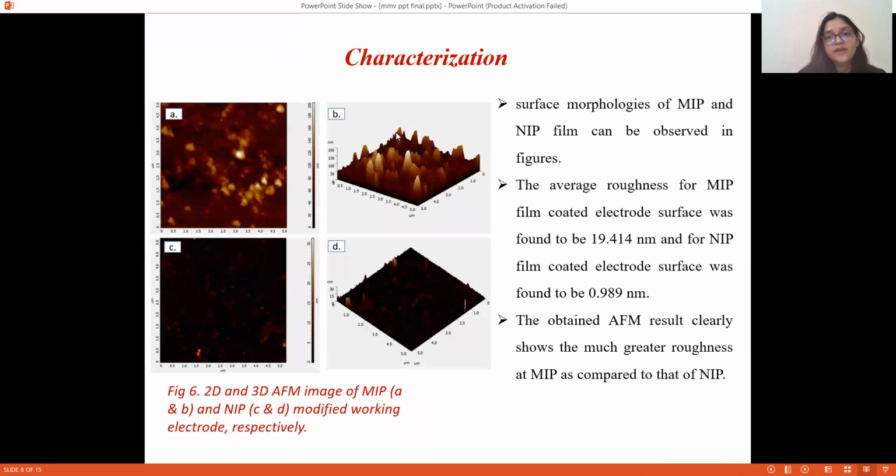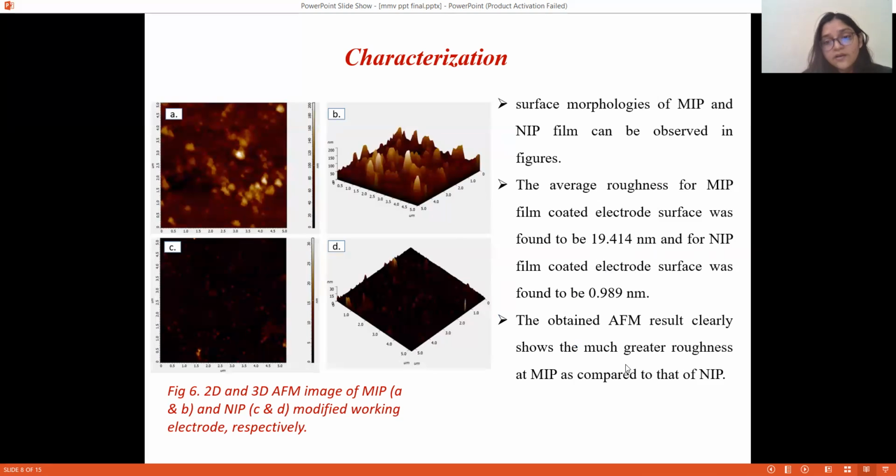Characterization of MIP and NIP modified electrodes was carried out by using AFM images of MIP and NIP. These are the AFM images, and as can be well seen in the figure, the average roughness for the MIP film coated electrode surface is 19.414 nanometer, and for the NIP coated electrode surface it was found to be 0.989 nanometer.